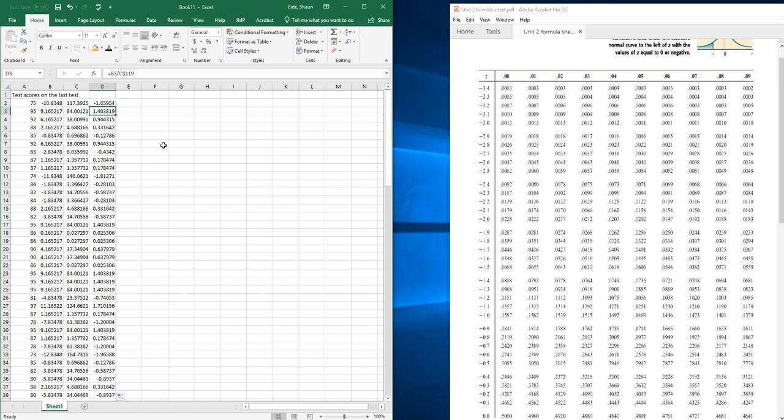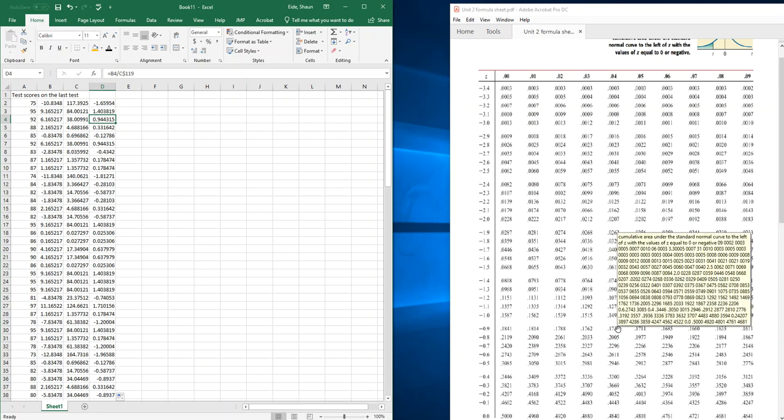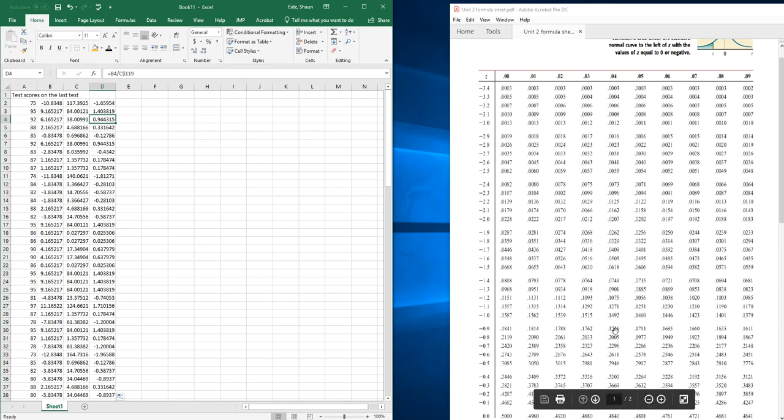And then once again with a 92, you look at 0.94, so 0.9, and you go to 4. 0.1736 is the probability of an individual scoring higher, and then 1 minus that is the probability of an individual scoring lower than that score.